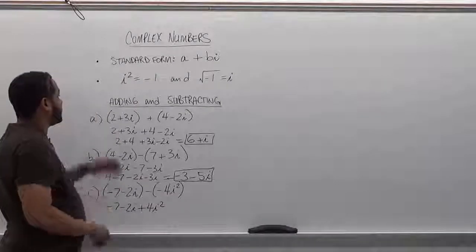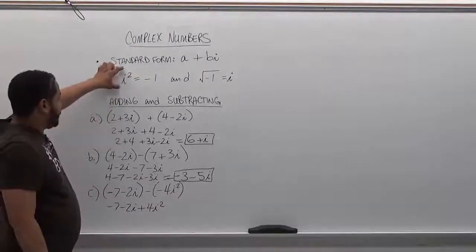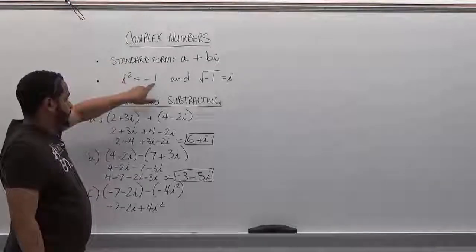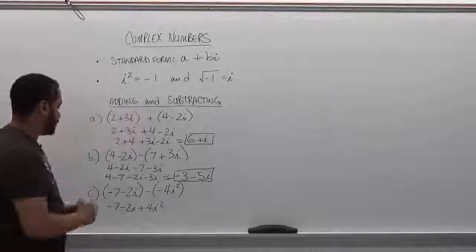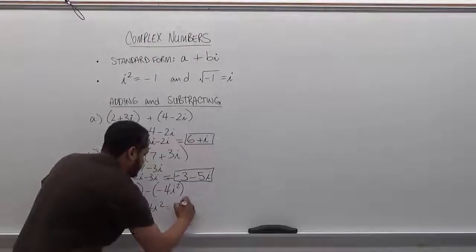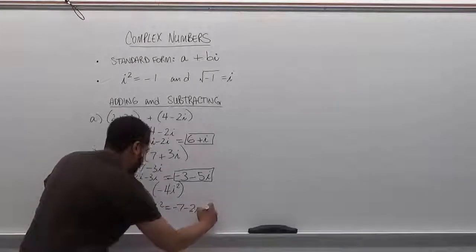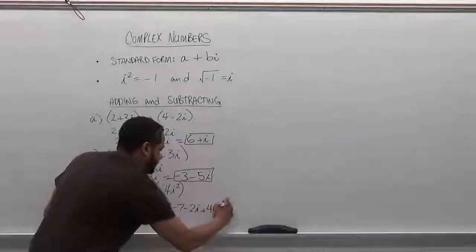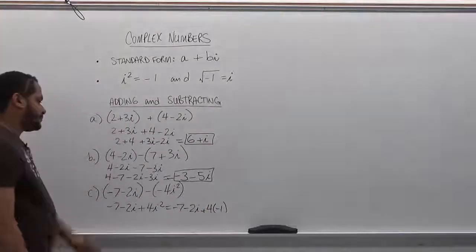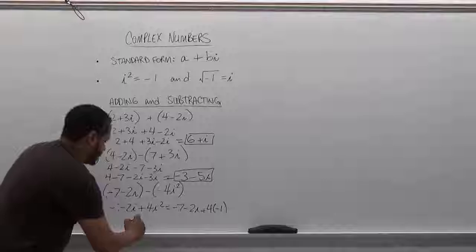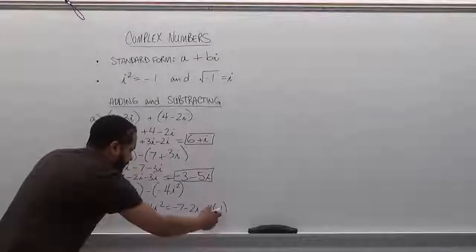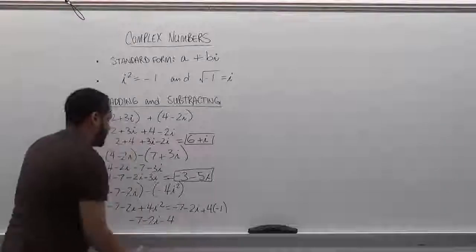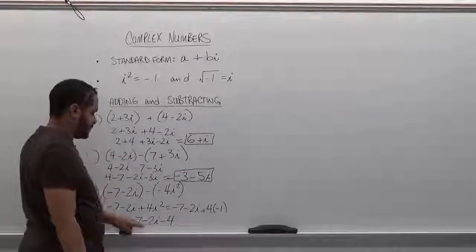Now, if you remember this from before, envision that i squared is equivalent to -1. So this here is going to get substituted with this value of -1. So we have -7, negative 2i, plus 4 times -1. Here in this operation, we're going to get the -7 minus 2i to come down. Positive 4 times -1 gives us -4. And finally, we have -7, -4.